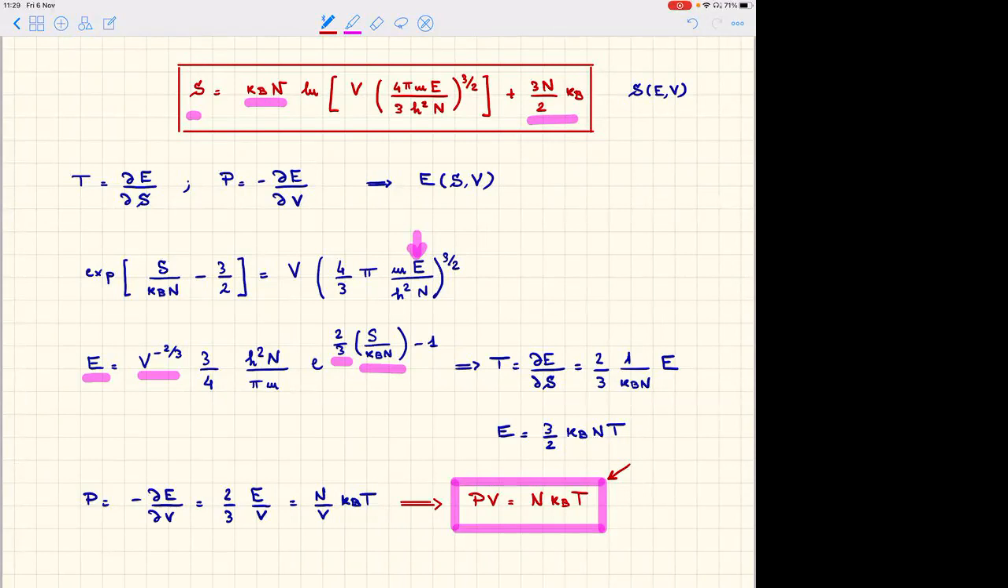Now, the whole of statistical mechanics is about this connection, and the tools to make this connection transparent.